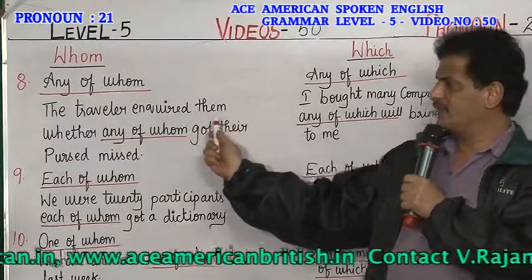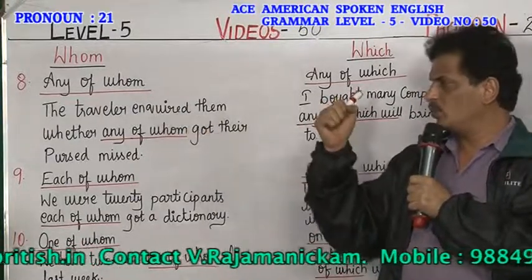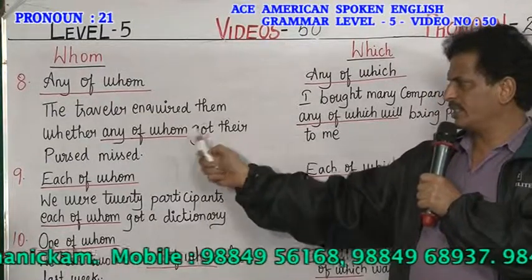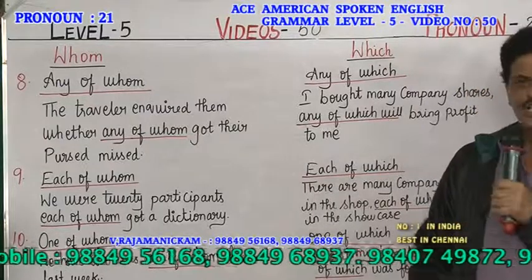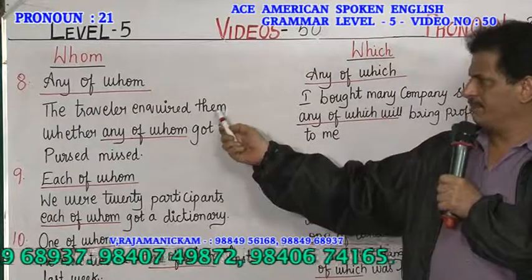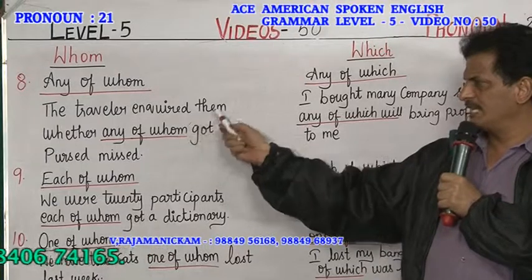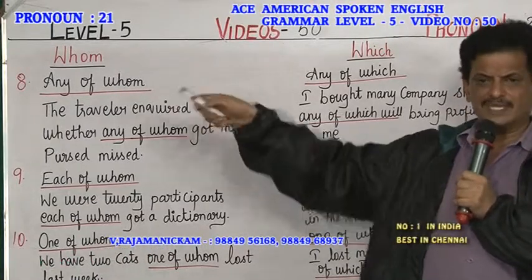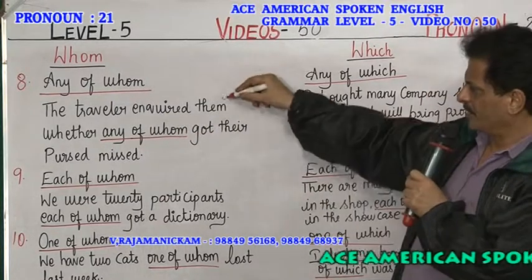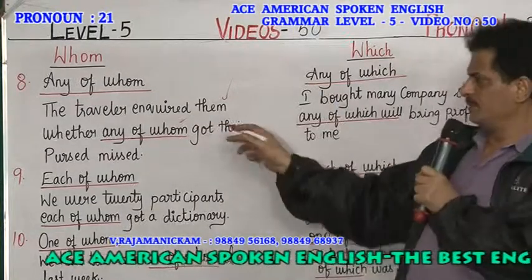"Traveler enquired them" is a full sentence. It is the main clause. The traveler enquired what? Whether any of whom got their purse missed. So what does it stand for? Any of whom says about the persons. This "them" in "enquired them", this "any of whom" stands for them. You got it? Out of them, is there anybody who missed their purse?